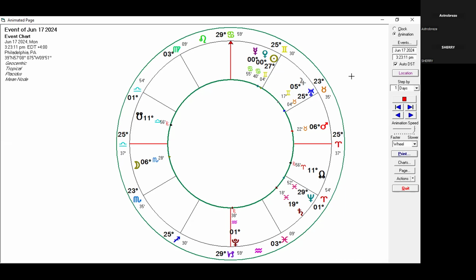What else? Mars moves, I meant to say Mars moves into Taurus. It was on June 9th, and it'll stay there through July 20th. That's its detriment, so it's not too happy there.